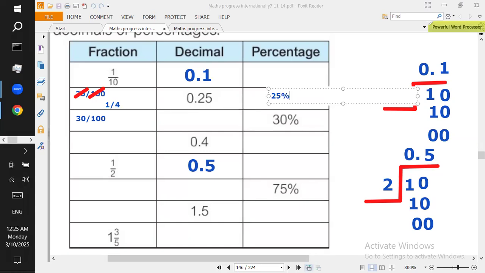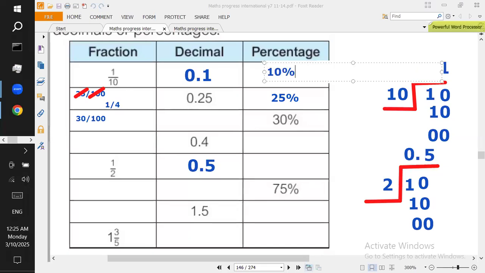So focus on the ideas of turning decimals, fractions, and mixed numbers into each other. Okay. Here, 1 over 10, which is 10 out of 100, which is 10%. 10%. Now let's come to this.